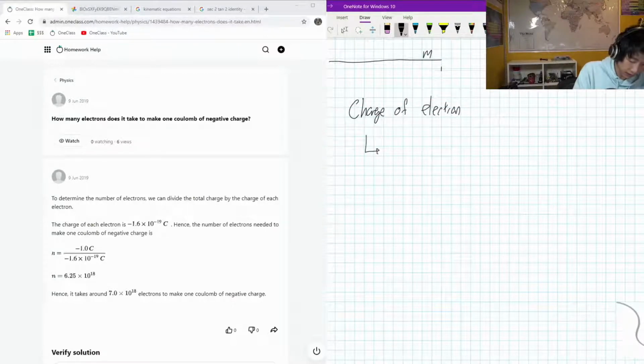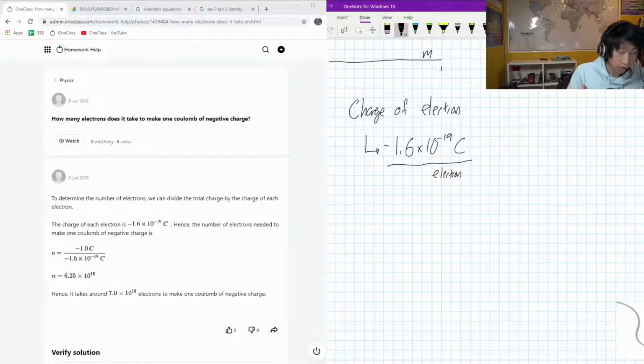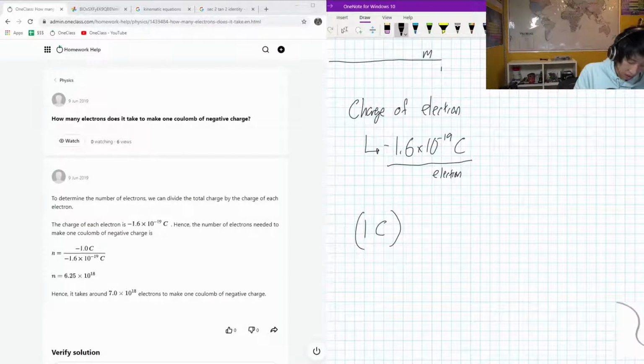We know that the charge of an electron is negative 1.6 times 10 to the negative 19 coulombs, and this is per electron. So if we want to get the number of electrons that make 1 coulomb, we have 1 coulomb, let's just write that as 1C, and we're going to multiply that by the reciprocal of the ratio of coulombs per electron.